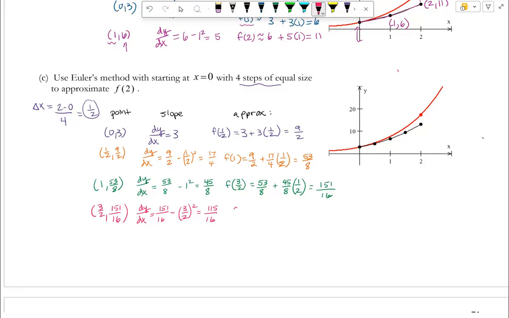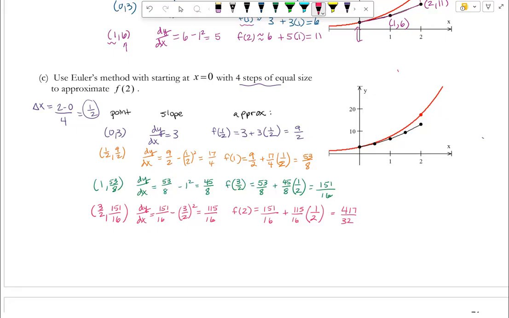So now when we find f(2), our new y value is our old y value, 151/16, plus our slope, 115/16, times our delta x, 1/2. And this should work out to 417/32.